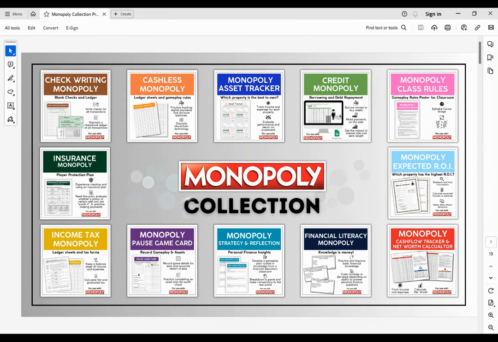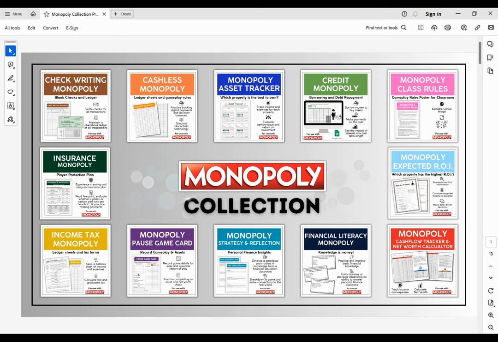This is the full collection of all the Monopoly extension resources I have created. The idea is that you have the original board game Monopoly, and that these are add-ons to it that will help enhance what you're doing in your classroom, particularly when it comes to teaching students about personal finance. We want our content to be exciting, engaging, and educational.